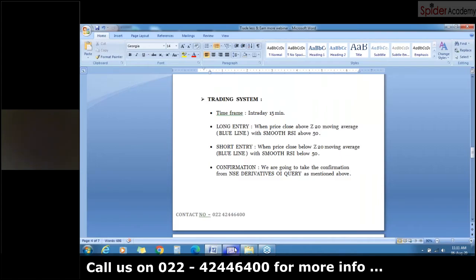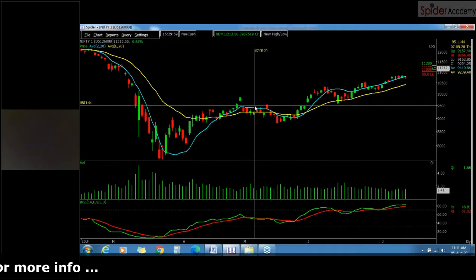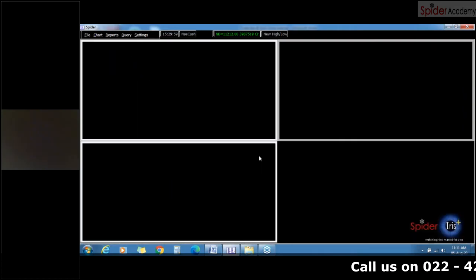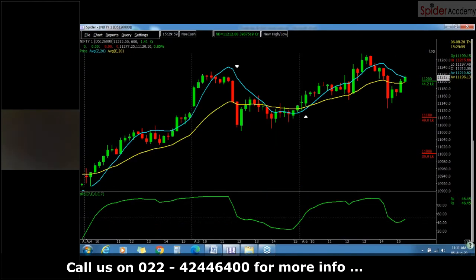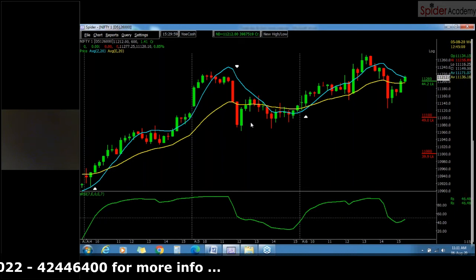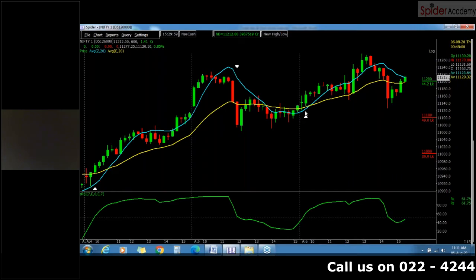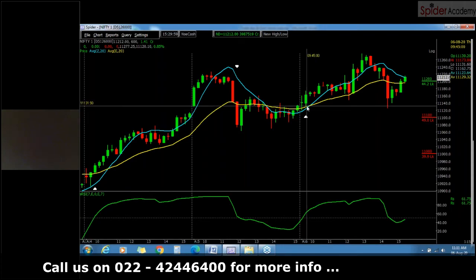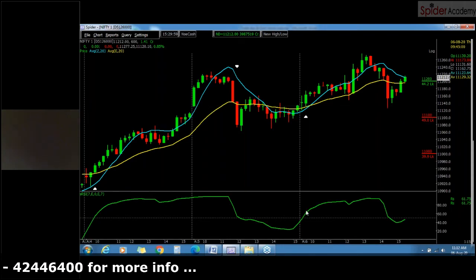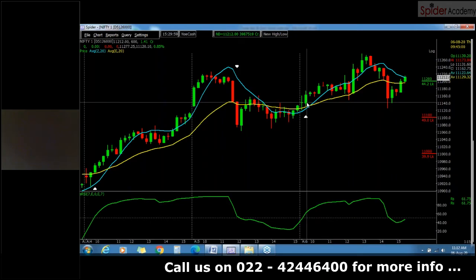So as I just closed this derivative OI query, I have already made that screen, so I will just open that screen. As I said, we are using the intraday 15 minutes time frame, as you can see on the bottom right hand side. Now here we can see, whenever the prices close above this blue line, that is the Z20 moving average, at that same time we get a cross above this 50 RSI mark. Okay, this is a Nifty futures chart.